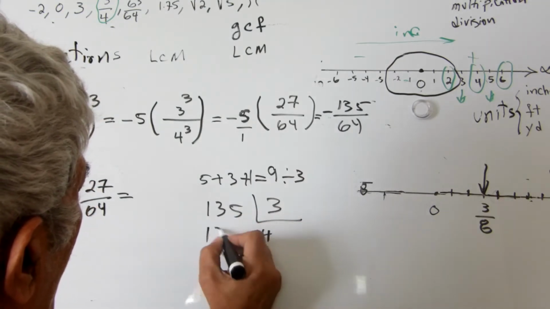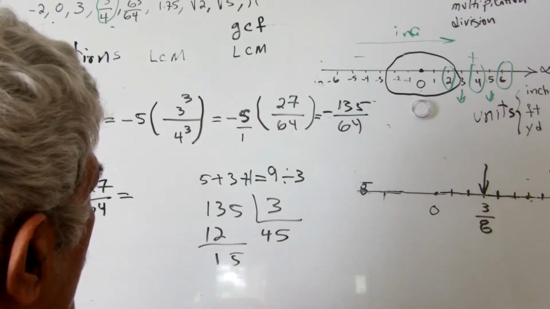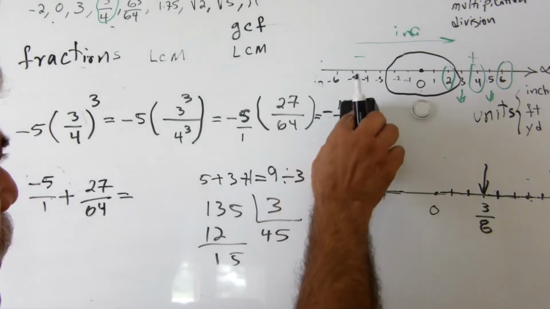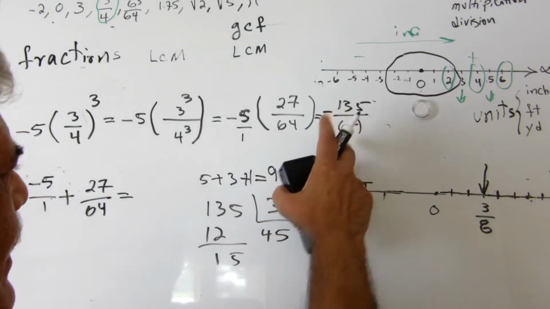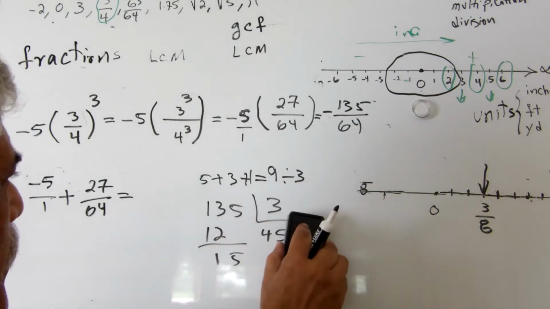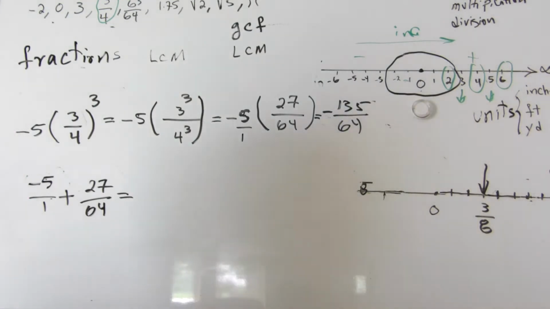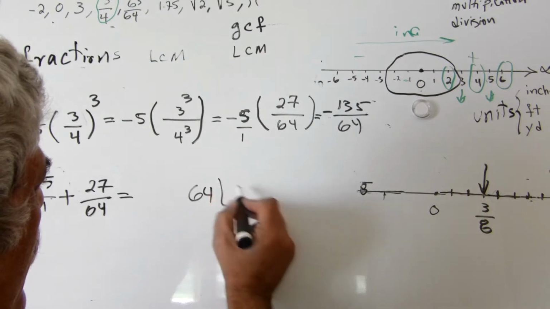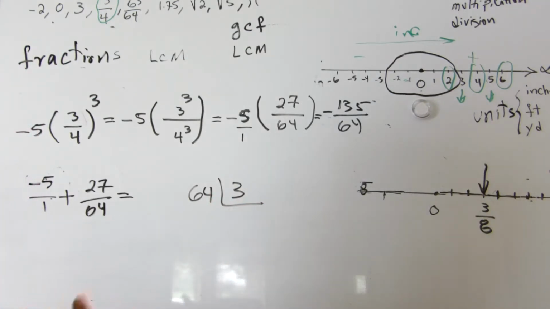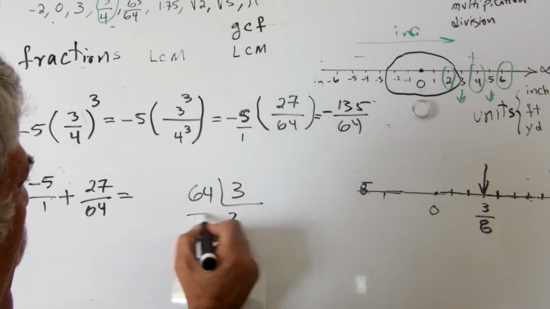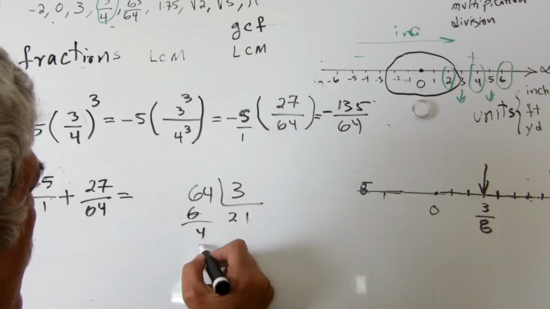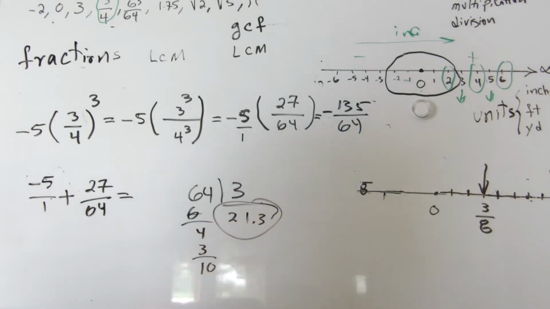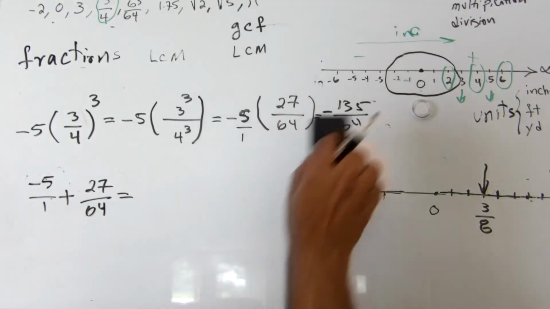It's going to be 45. But we can divide the numerator by 3, not the denominator by 3, because it has a remainder. It is not divisible by 3, so the result is going to be a decimal. So this is simplified enough.